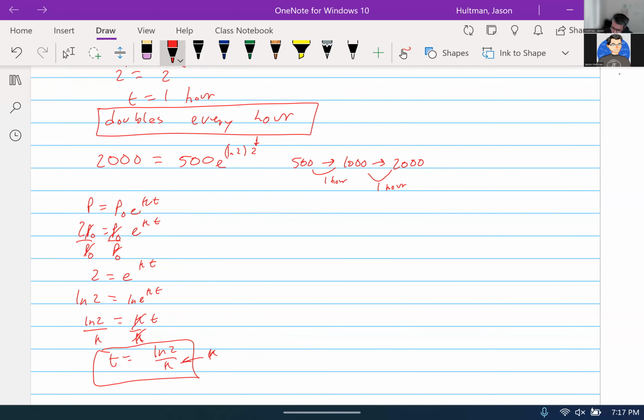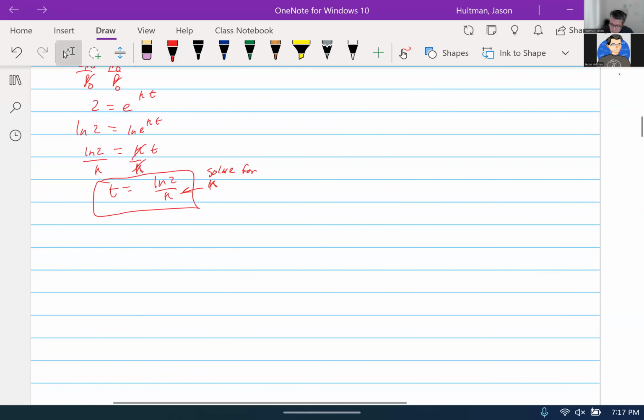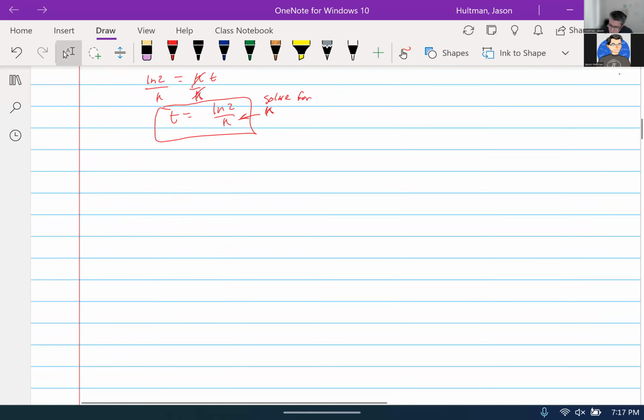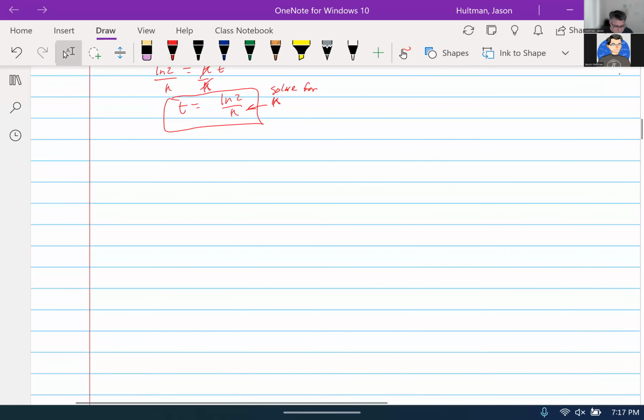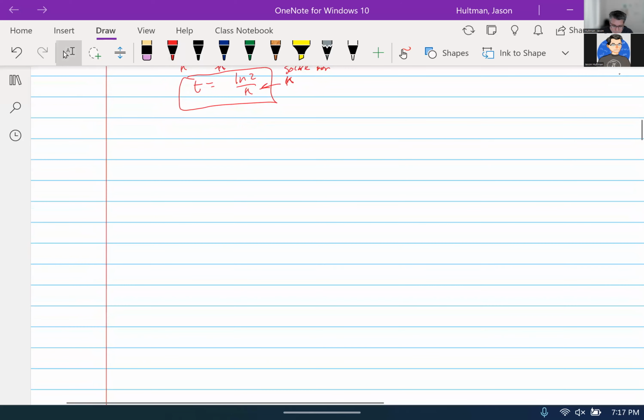Now we needed to know specific values for this particular problem, so we could have a particular solution. But again, we only need to solve for k. And once we have k, we can find the doubling time. So that's kind of cool. We can also find something called half-life, if it's decaying, just based on the k value, the exponential growth or decay rate.